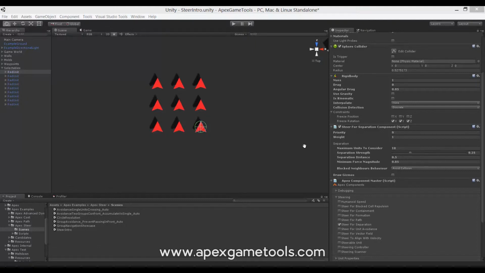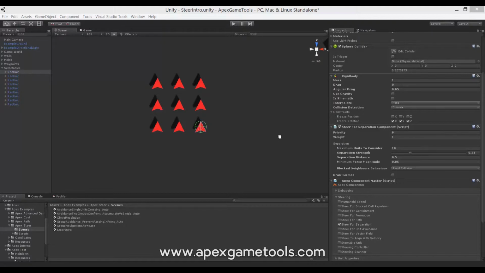Now to get the maximum performance here can be a little tricky. So as mentioned in the steering scanner video, sorting units by the distance is by far the most costly part of the scanner logic, but it enables us to, in this case, limit our search for other units to just the 10 first in the list, because we already know who's closest to us.